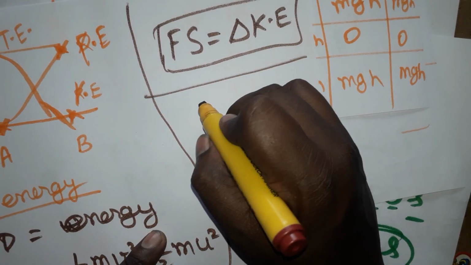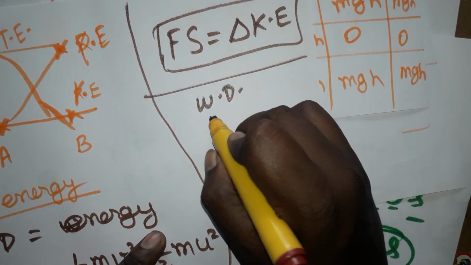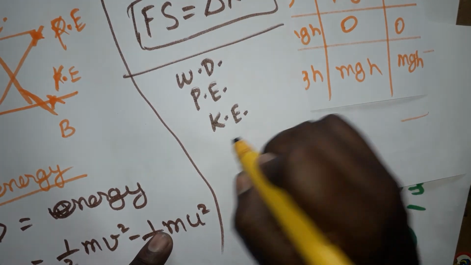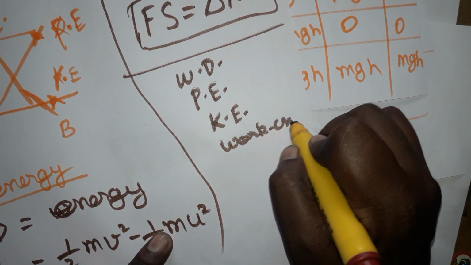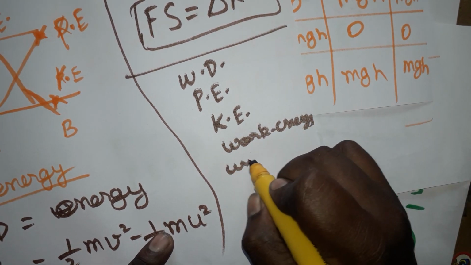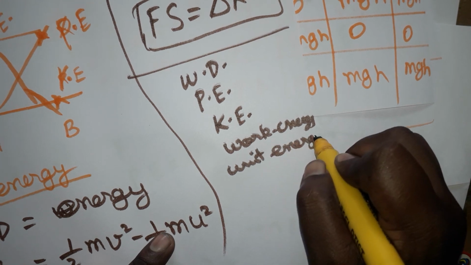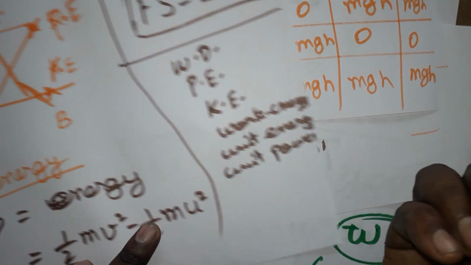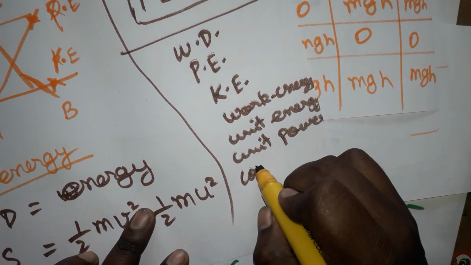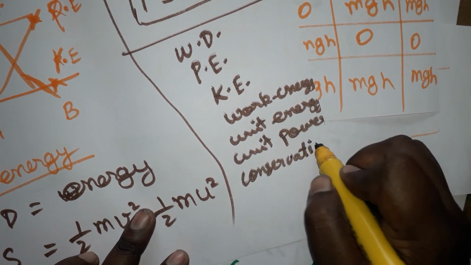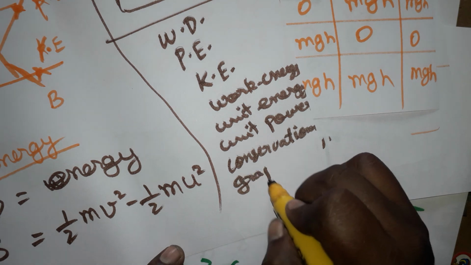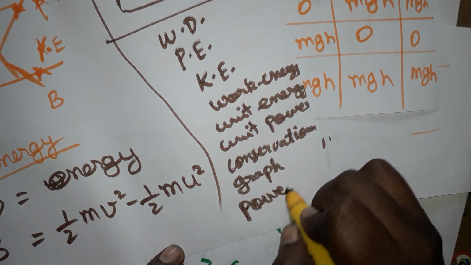So in this video we learned what is work done, what is potential energy, what is kinetic energy, what is the work energy theorem, unit of energy, unit of power, conservation of energy. The next thing, graphs also we learned, then power. These are the concepts we learned.